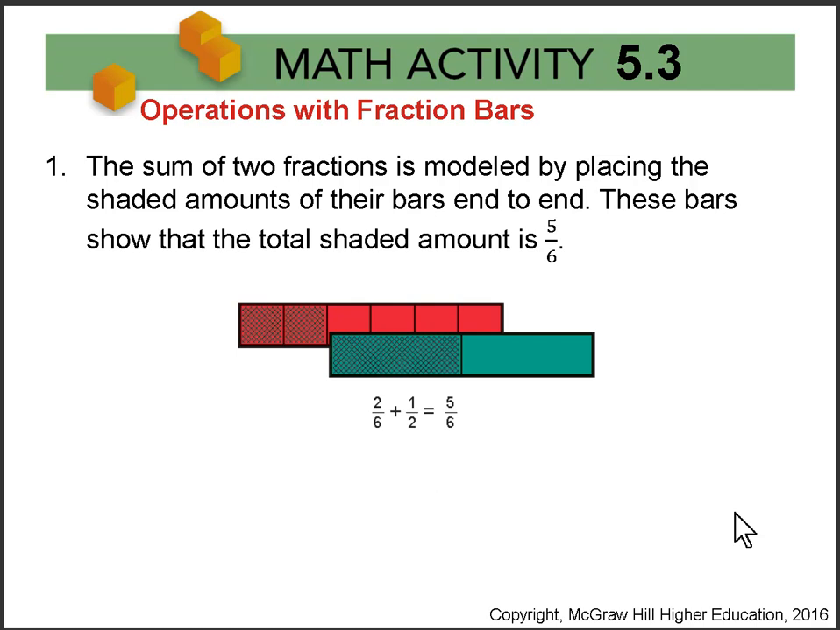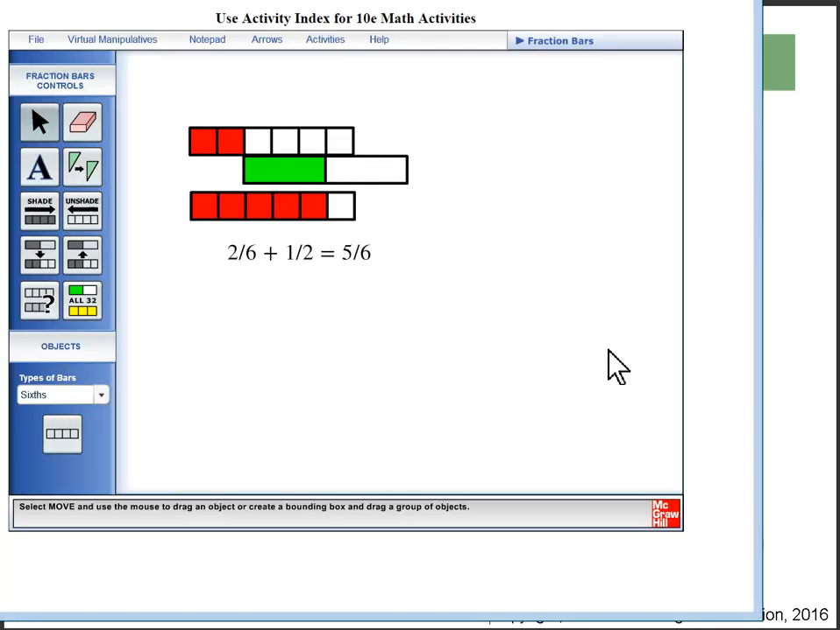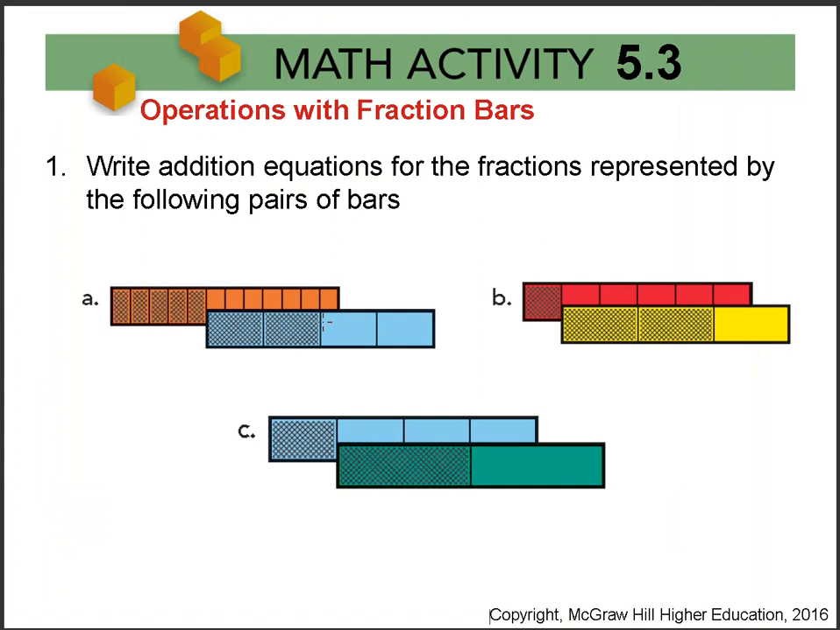determine the sum. For example, we have here 2/6 plus 1/2 is 5/6. You can determine the 5/6 here by merely counting the 6 where the 1/2 lines up, or by adding a third sum bar to show that the total shaded area is 5/6. In number 1, we ask you to complete some addition equations with your fraction bars.